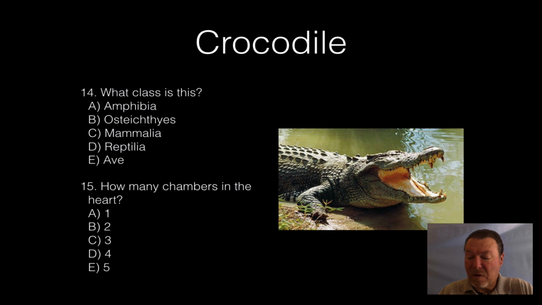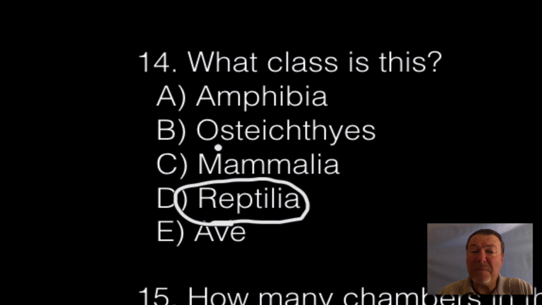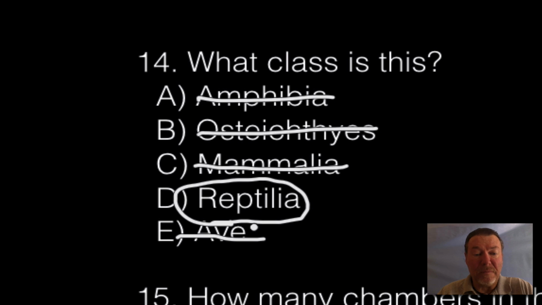Next specimen is a crocodile. What class? Well, it has scales, so it's probably going to be reptile. The only other one it could be with scales is a fish, and that's Osteichthyes, but we can rule that out because it's not a fish. It's not an amphibian with smooth, moist skin. It's not a mammal with fur, and it's not a bird with feathers.